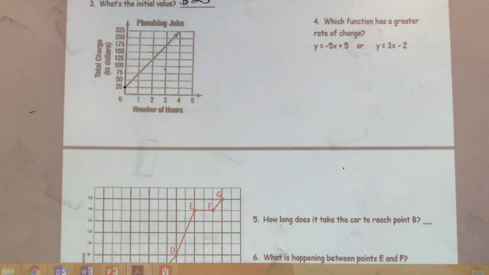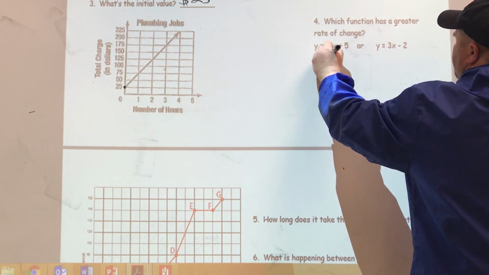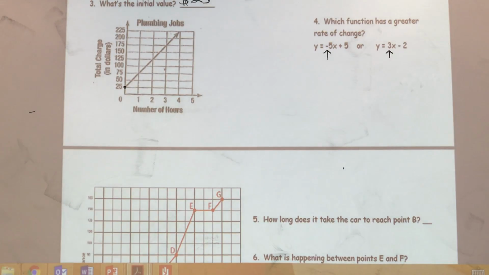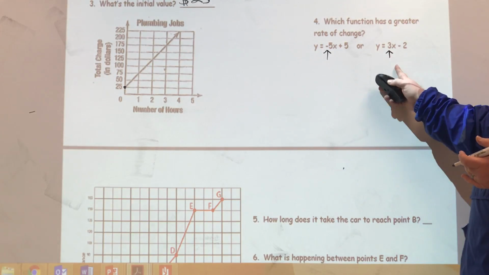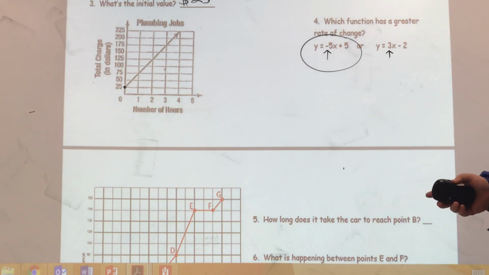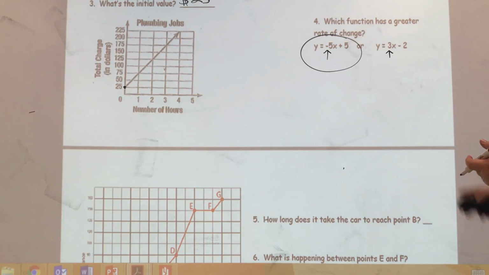Number 4, which function has the greater rate of change? Well, the rate of change is indicated right here. It's the slope. Rate of change is always slope. When it's asking which one is the greater, it's just the greater change. Doesn't matter if it's positive or negative, it's which one is further from 0. So when we compare -5 to 3, the -5 is a bigger change. It's a 5-unit change versus a 3-unit change. So -5 is a greater change than 3.